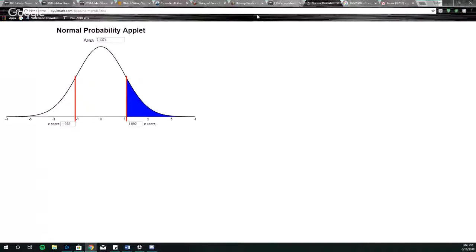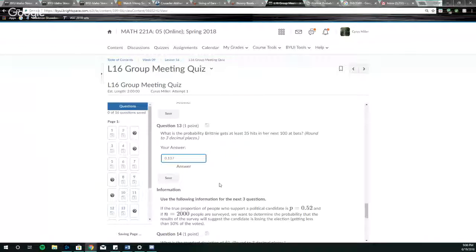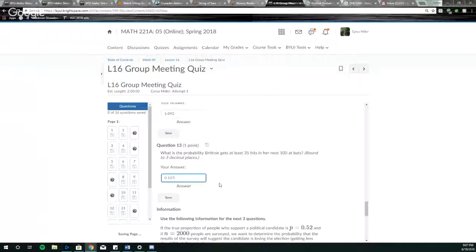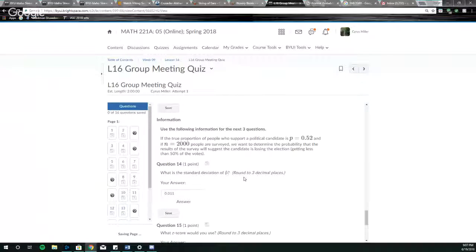Yeah, we can give it a try then, or maybe we can change it back to what it was. Wait, so which one are we going with? 0.1374. Yeah, it's 3 decimals, so it would be 0.137. Okay. The number 14, I got 0.011. For 14, yeah, that's what I got, 0.011.